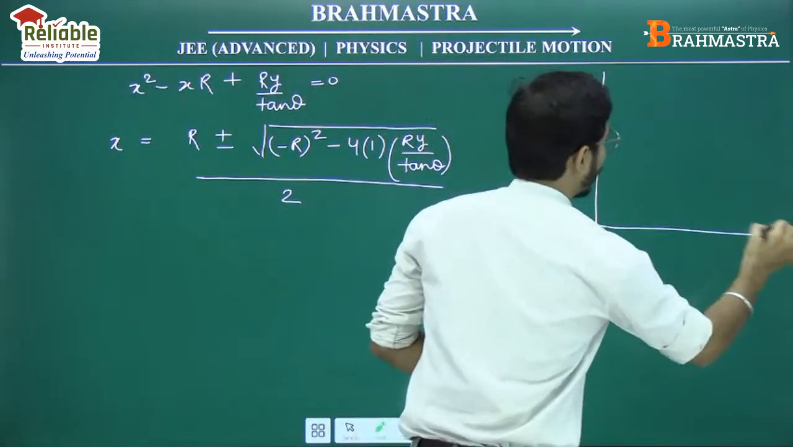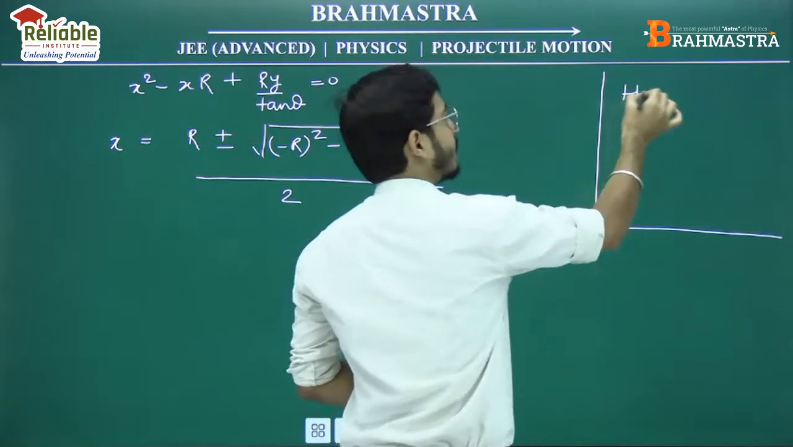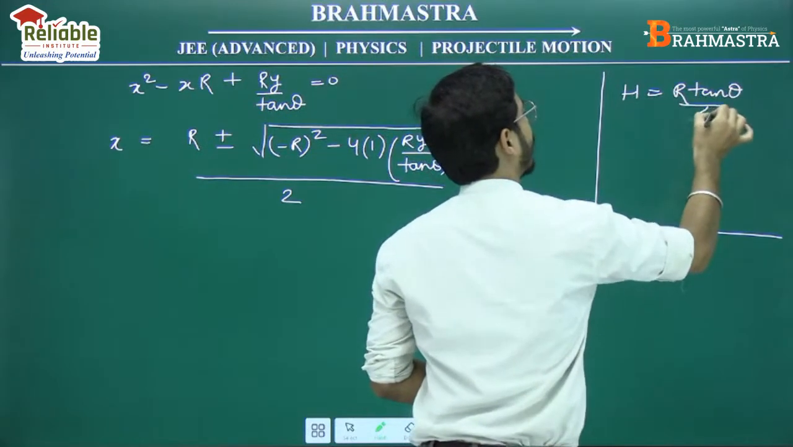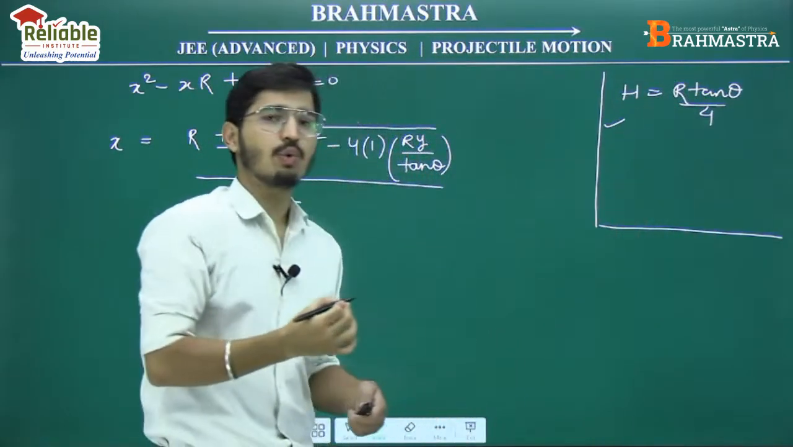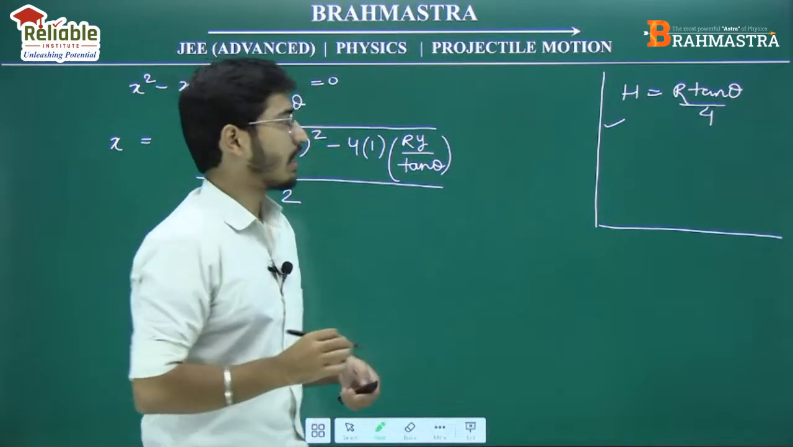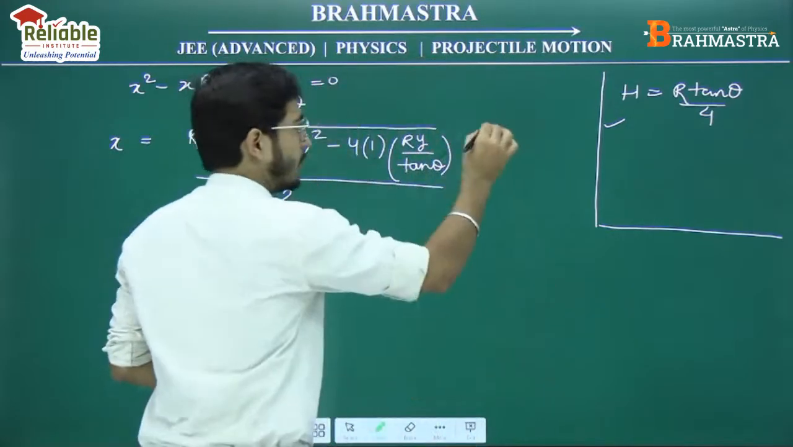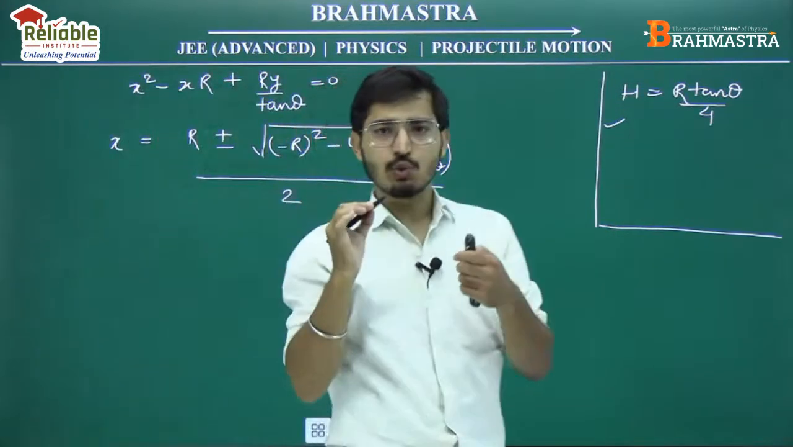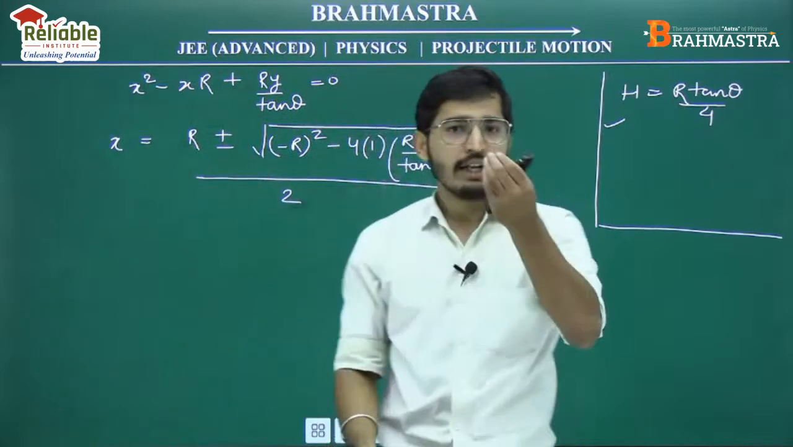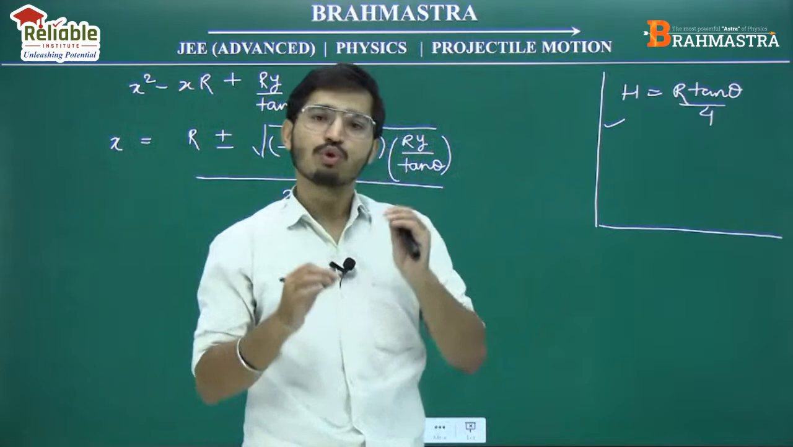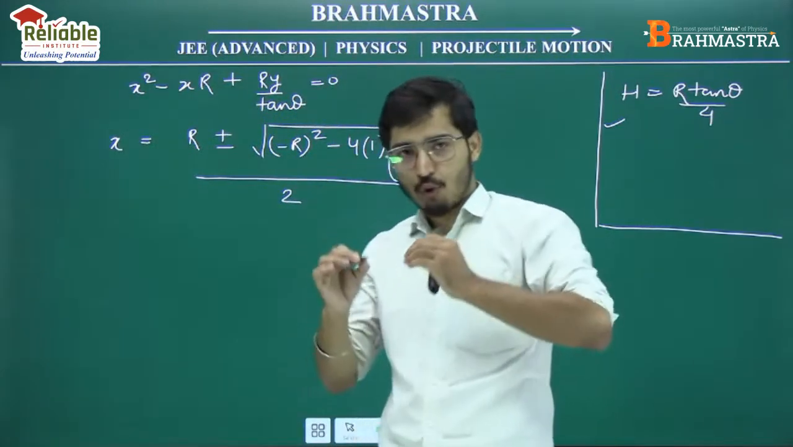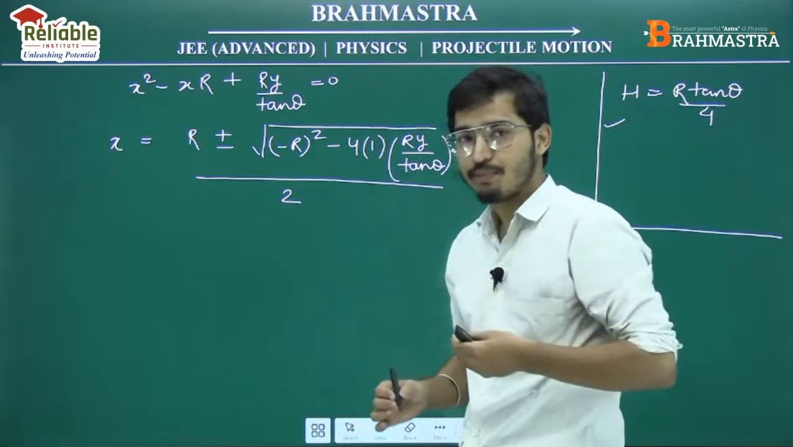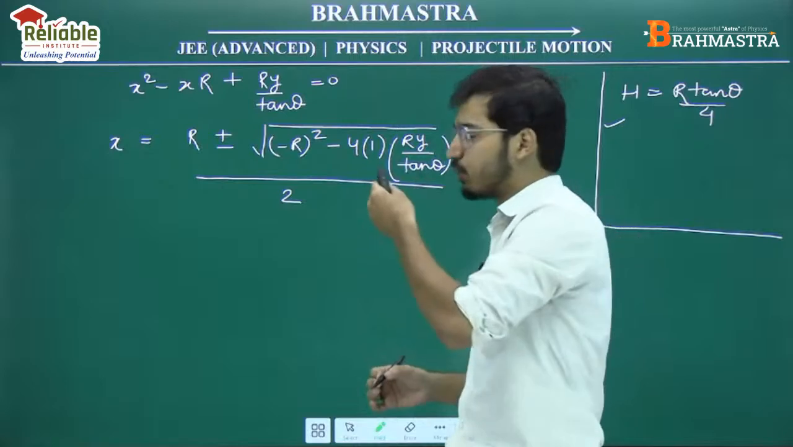We also know that there is a relation of maximum height with the range, that is H is equal to r tan theta by 4. This relation you can easily get through the equation of trajectory. I am going to use this h to make the solutions x1 and x2. I want to write the x1 and x2 values in terms of height h, because most of the time the questions give the y in terms of maximum height. So it will take us lesser time to get to the solution.